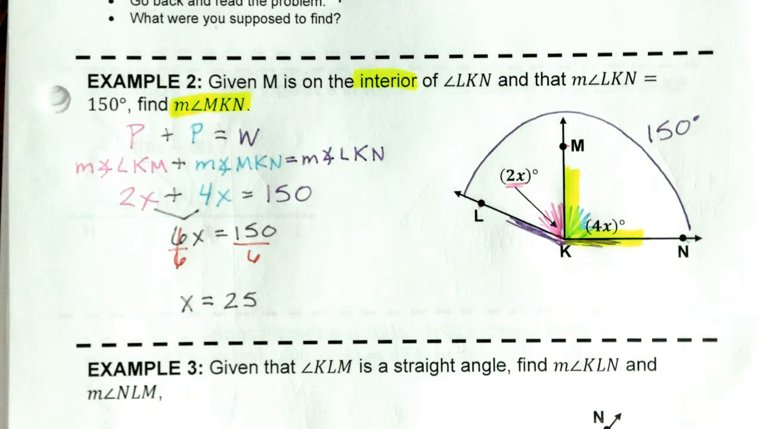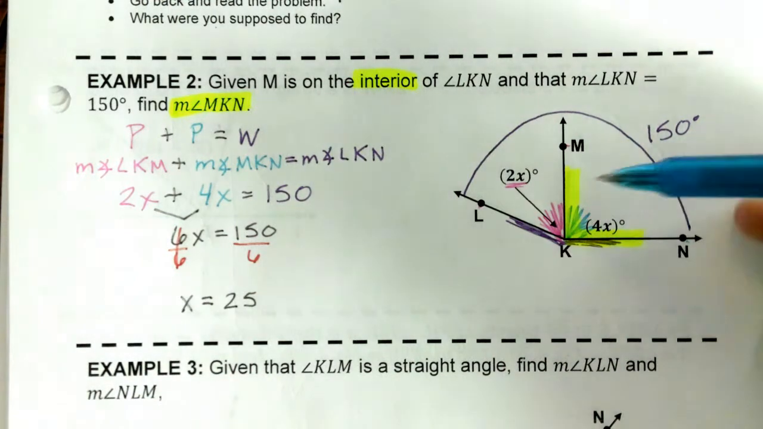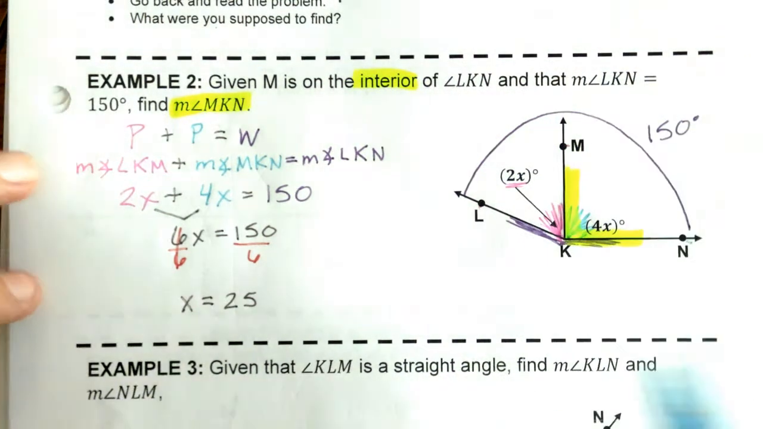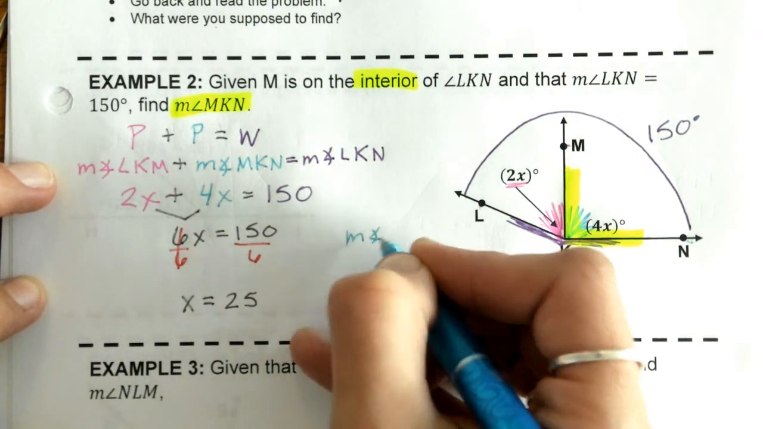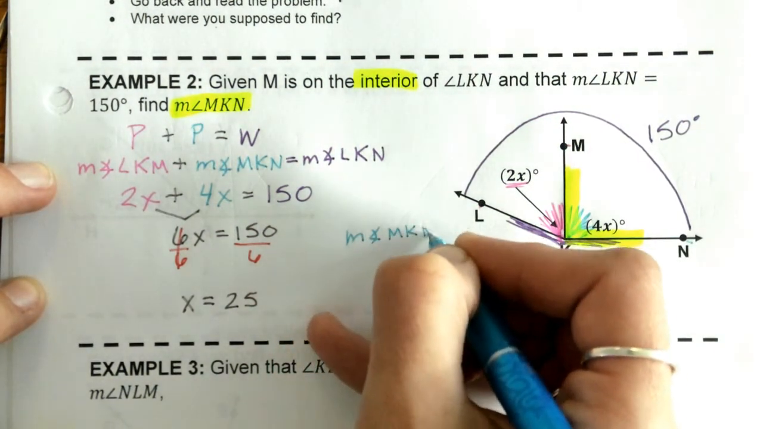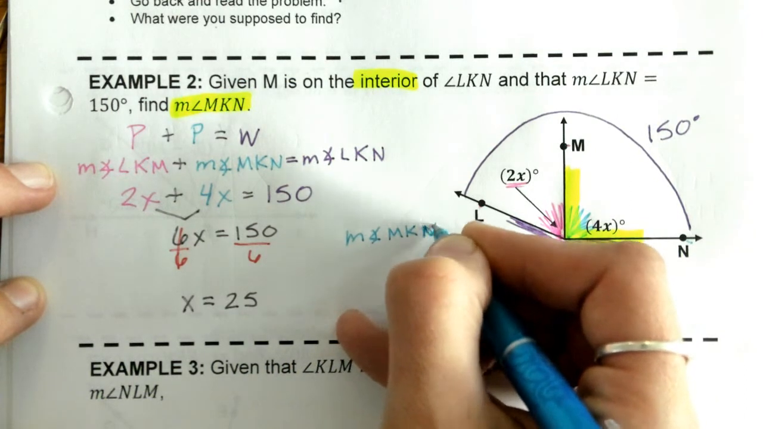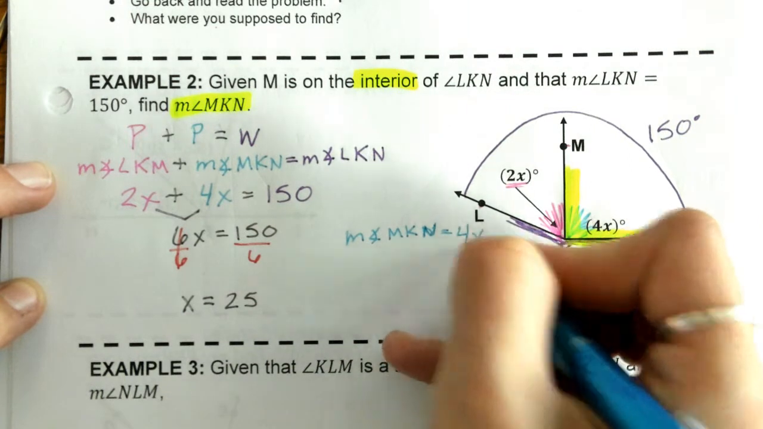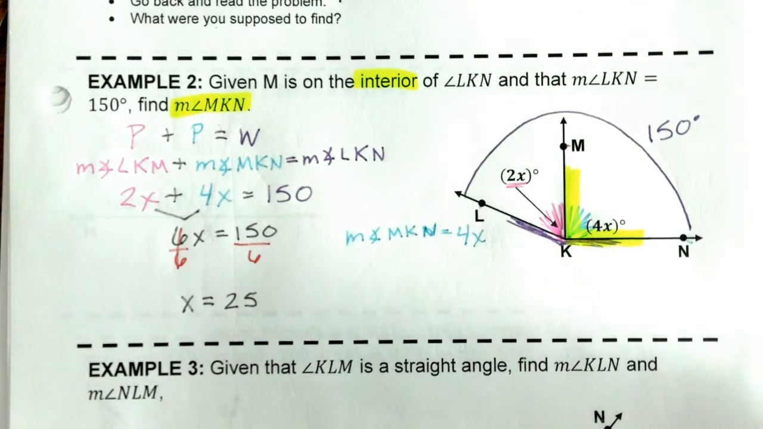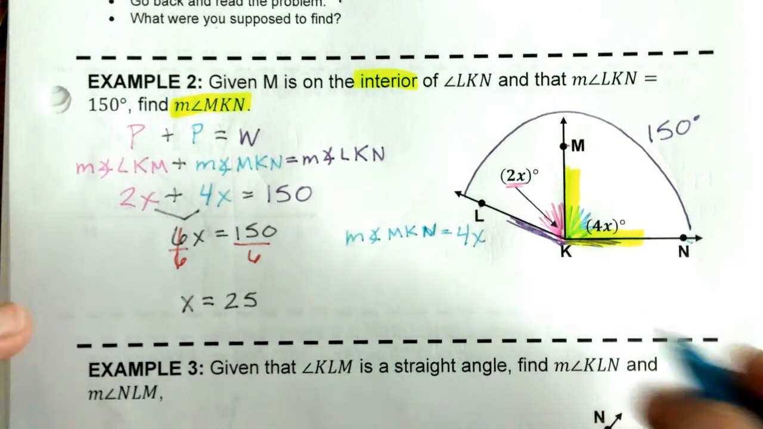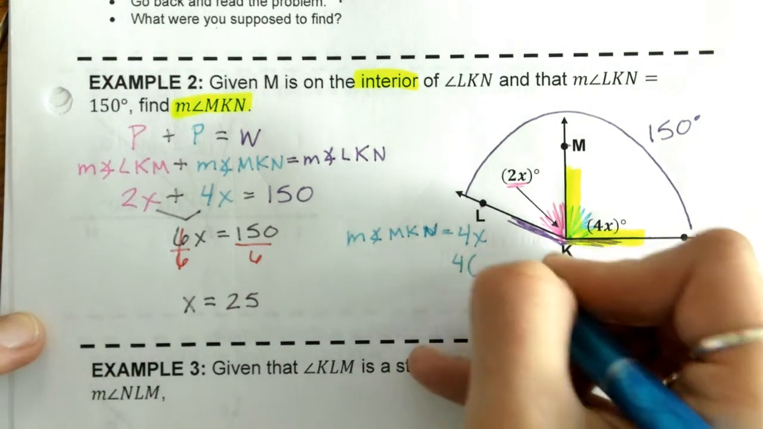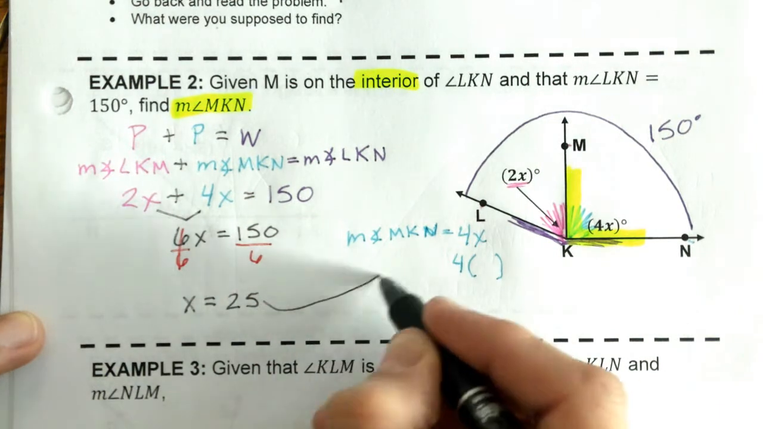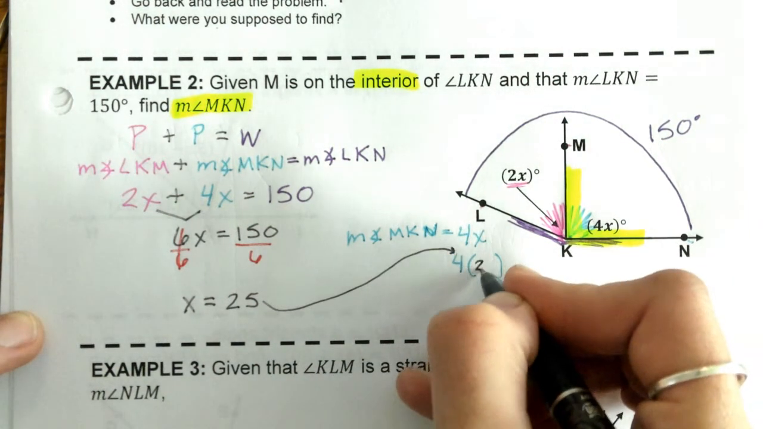Now we've got to substitute it in. So we're going to take angle MKN. The measurement of angle MKN, that was a really bad N, sorry, is 4x, right? So we substitute, plug it in, replace, okay? We're going to take out that x, and we're going to replace it with that 25.